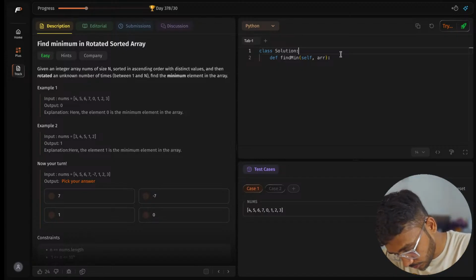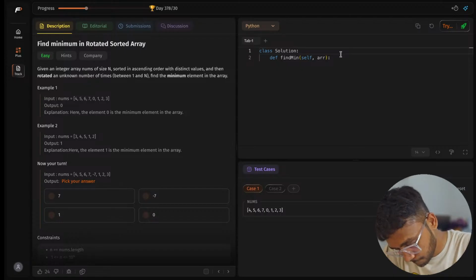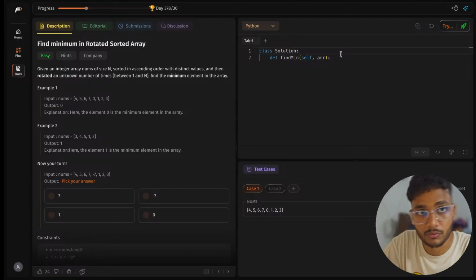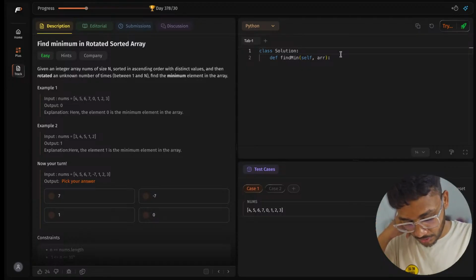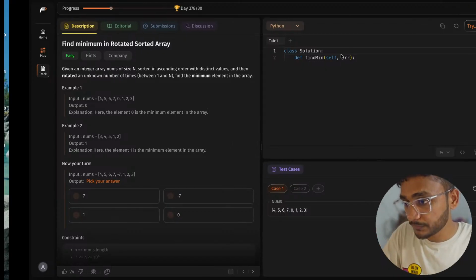So we got a mid number, and our goal is to find the minimum. So first thing is we'll say mid is the minimum. And now we need to check if mid is in the left side or the right side, whether mid is in the sorted part or the unsorted part. So we'll see how we can check it.